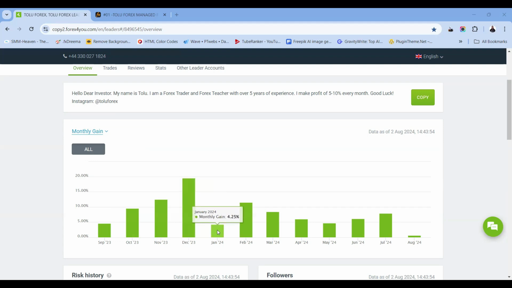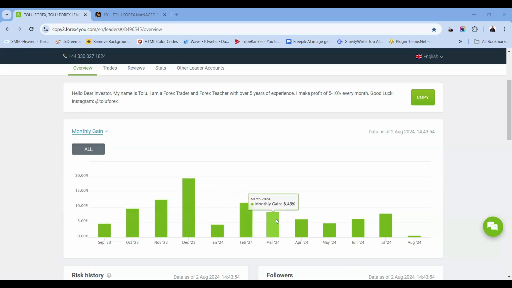January this year. Usually when the year starts, I turn off all my trading system, and then I put it on after the second week in the month. The idea is to wait for the market to be fully opened before I start trading. So 4.25% in profit in January. In February, 11.55% in profit.